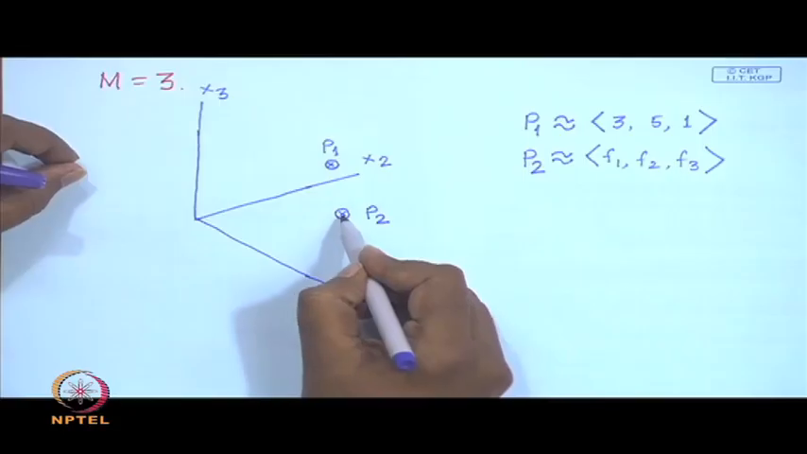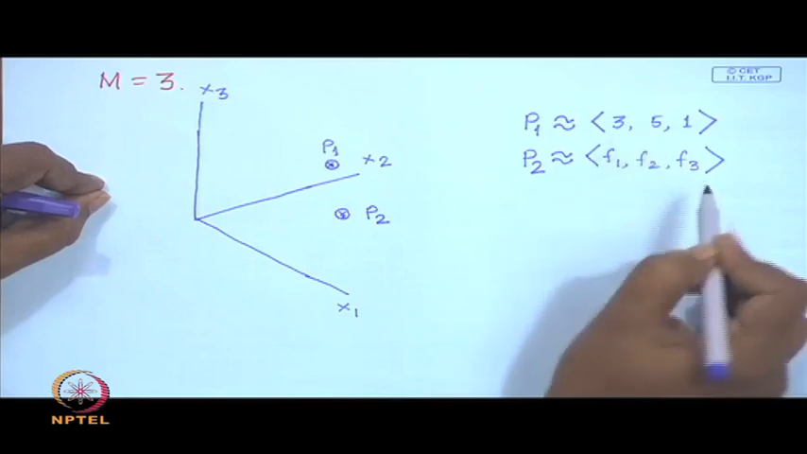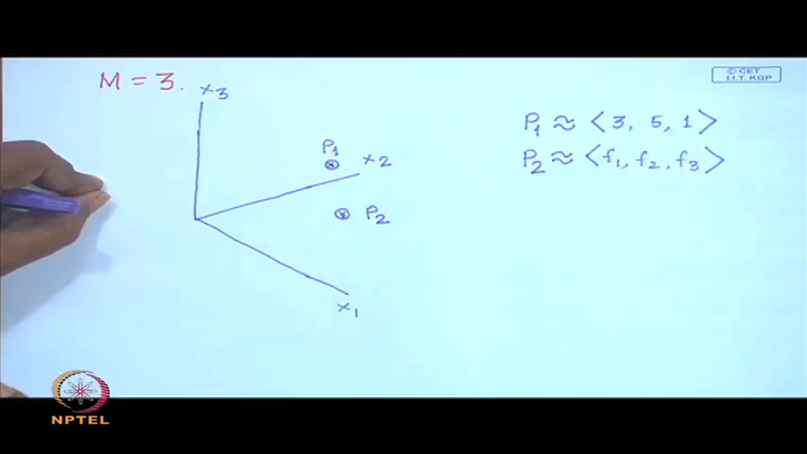If the patterns P1 and P2 are identical, that means this point P2 and this point P1 should be coincident, that is, f1 should be equal to 3, f2 should be equal to 5, and f3 should be equal to 1. Or in other words, the distance between P1 and P2 should be equal to 0, if P1 and P2 are the same pattern. If P1 and P2 are similar patterns, they may not be exactly identical, in that case the distance between the corresponding feature vectors, when I compute, should be very small. If P1 and P2 are widely different, there is no similarity between them, in that case the distance between the corresponding feature vectors in the three-dimensional feature space will be very large.